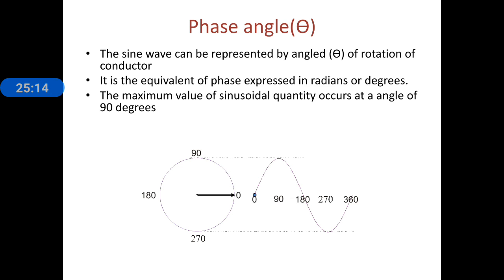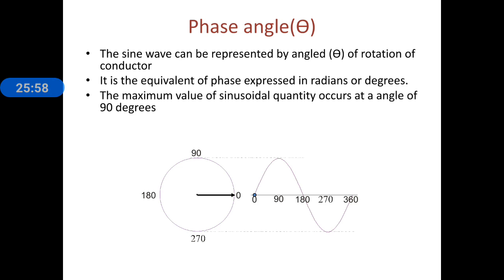Phase angle theta. Earlier we discussed with respect to angle, later we discussed in time also. So now we know that time and angle are related. Theta equals omega t, angular velocity omega into the time taken t. The sine wave can be represented by the angle of rotation of the conductor. It is the equivalent of phase expressed in radians or degrees. The maximum value of a sinusoidal quantity occurs at an angle of 90 degrees.